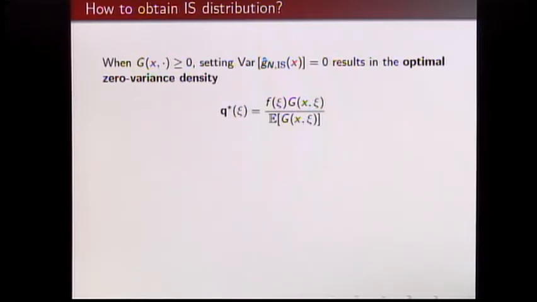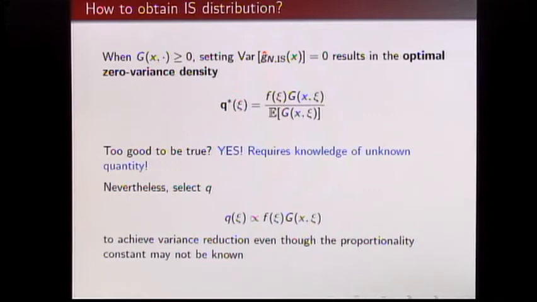Yeah. You have to know what this is. So you're trying to estimate this, and you're dividing it by the thing you're trying to estimate. It requires knowledge of an unknown quantity, so you cannot do this, right? But it basically gives an idea of what you should do. So it should be proportional to this thing, which is saying what?